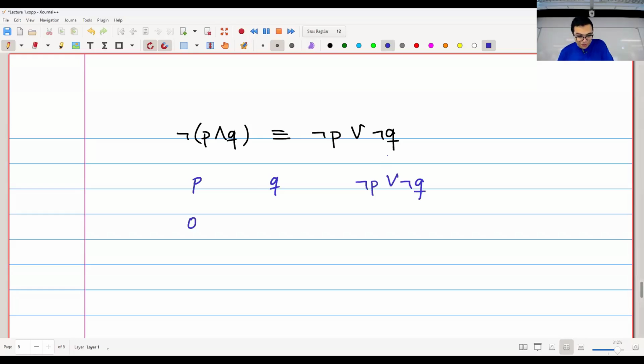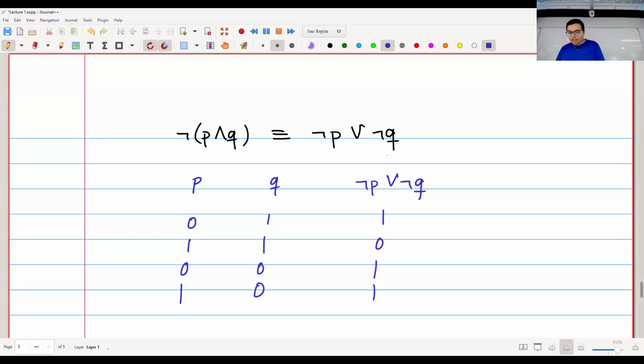This is getting really painful for me. I hope this is the only session we're doing these things. So if P is 0 and Q is 1, then negation of P is 1 and negation of Q is 0, so their OR is 1, right? If P is 1 and Q is 1, both of the nots are 0, so their OR is also 0. If P is 0, then not P is 1, then not P OR with anything is 1. If Q is 0, then not Q is 1, so anything OR with not Q is also 1.